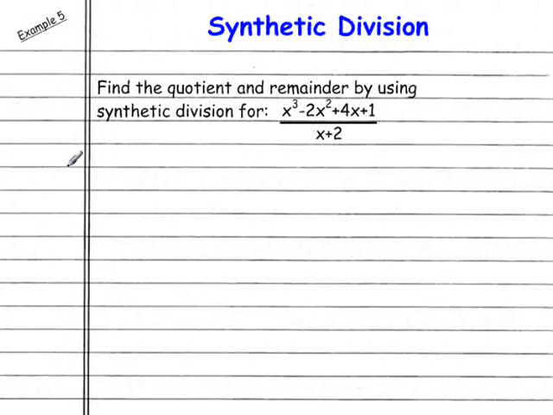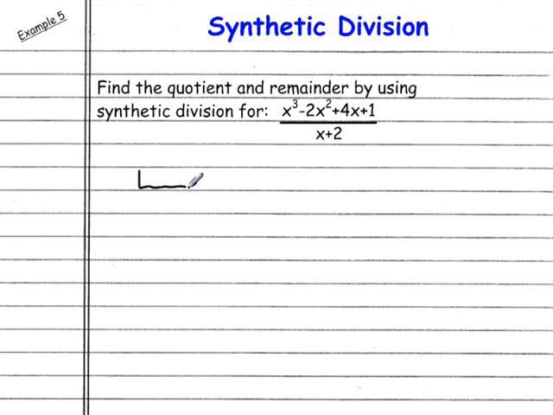In our fifth example of division of polynomials, another synthetic division example, we're to find the quotient and remainder by using synthetic division for the problem we see here: x cubed minus 2x squared plus 4x plus 1 divided by x plus 2. So once again we prepare our work area.